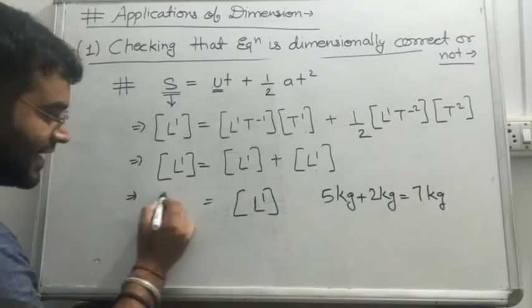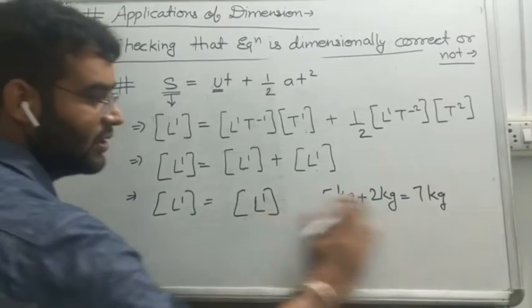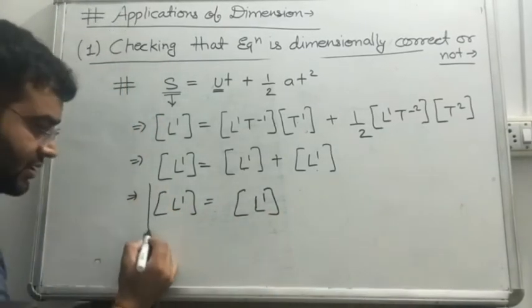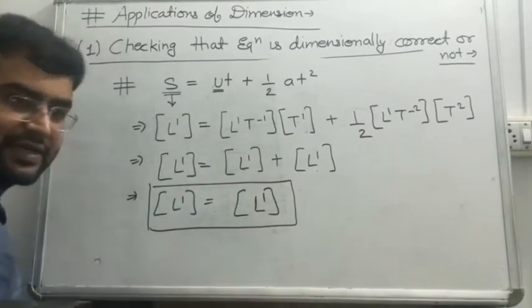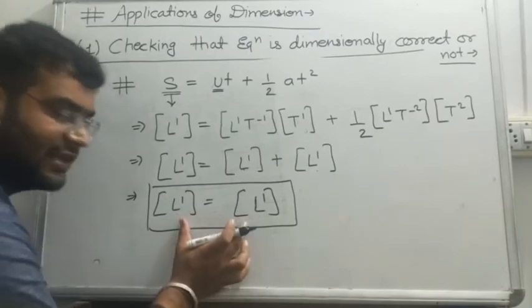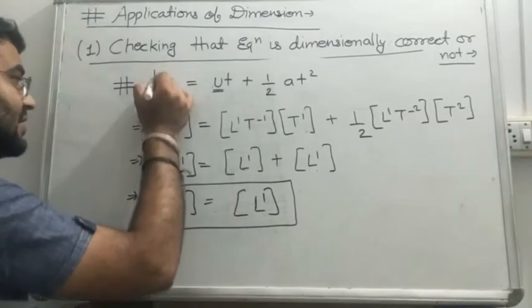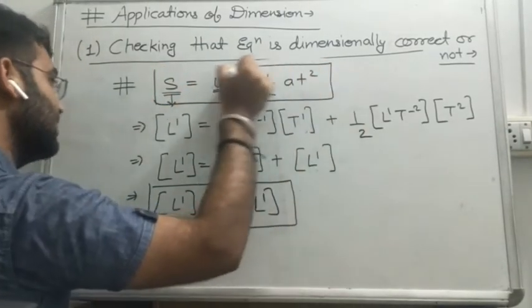That's why L1 is equal to L1. Now, you can see, L1 is equal to L1, so it is correct. It is dimensionally correct. So, we can say that this equation is dimensionally correct.